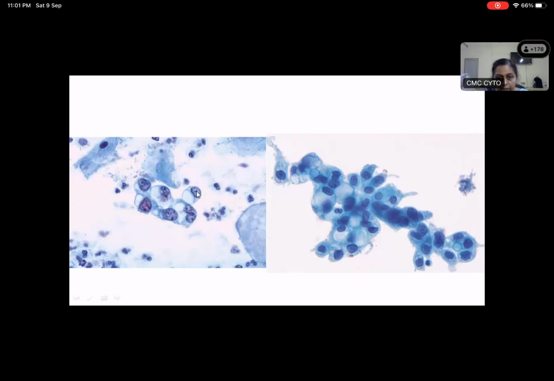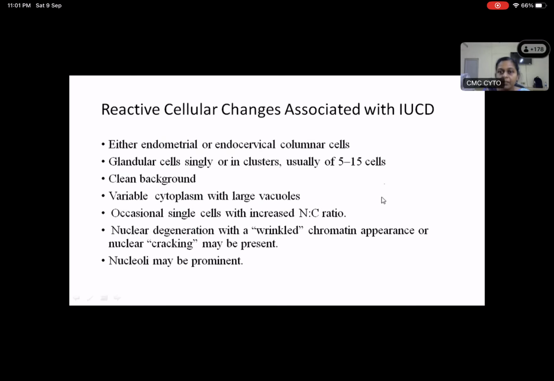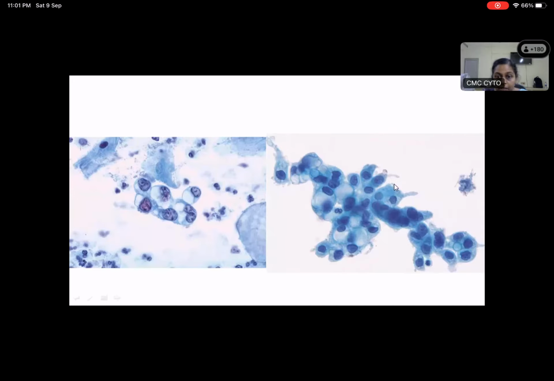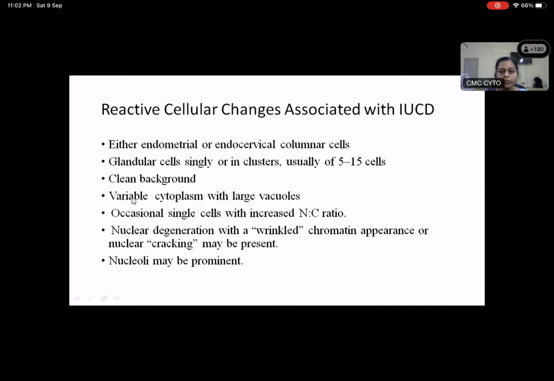Look at the nuclei. There is prominence of nucleoli. The chromatin is actually a little bit coarse here, but overall it's not a very pleomorphic looking cell. So reactive cellular changes with IUCD can be seen in both endometrial and endocervical cells. They're usually single or in clusters. And note that the background will be clean. You might see only inflammation in the background. So you can have variable amount of cytoplasm with large vacuoles, and some cells may even show increased NC ratio. But the nuclei will show some degeneration with wrinkled chromatin or nuclear cracking, and again nucleoli will be prominent.